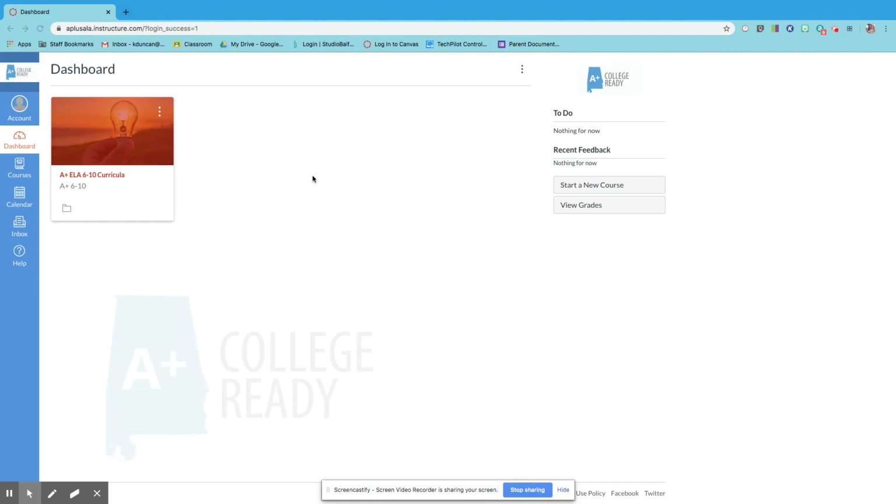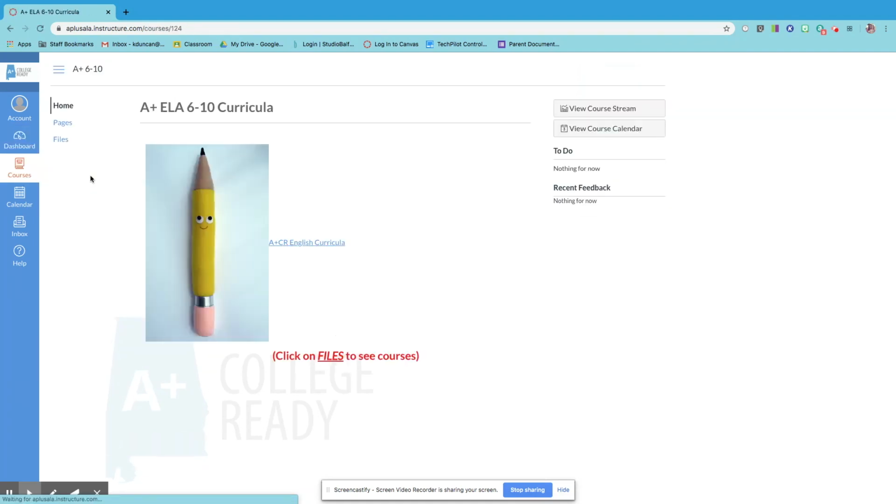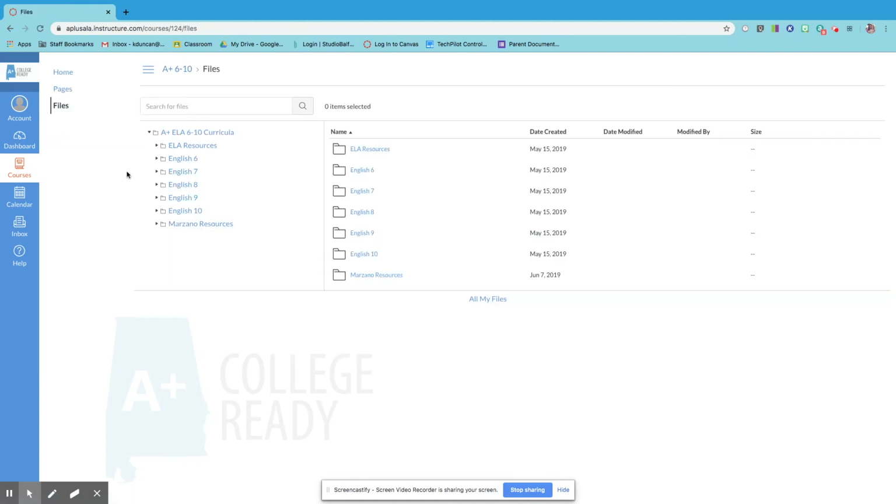In order to find the materials for your grade level, you would first log into Canvas and click the A+ ELA 6-10 Curricula course. Next, click Files. Then select your grade level. Today we will look at English 10.